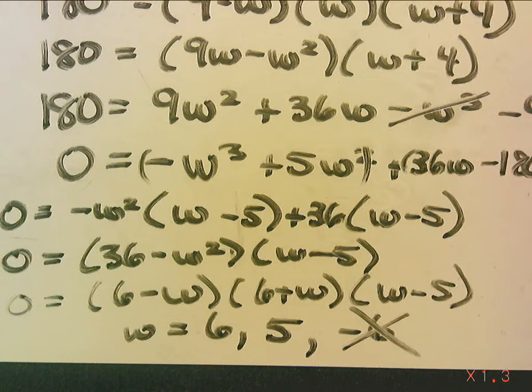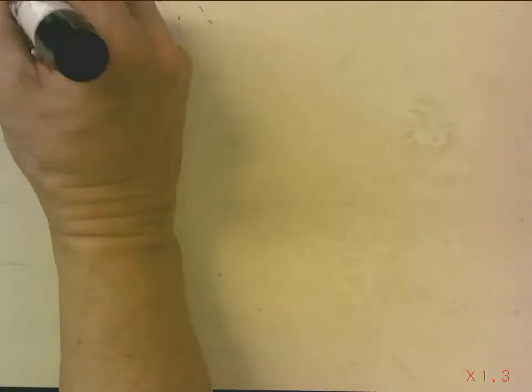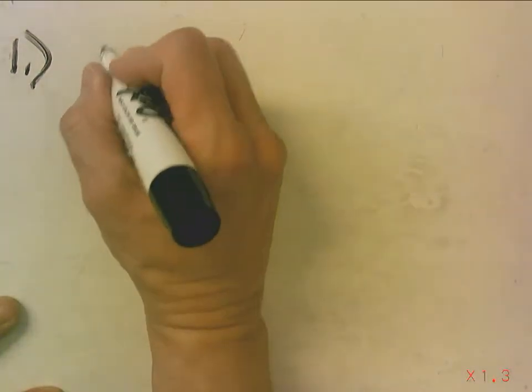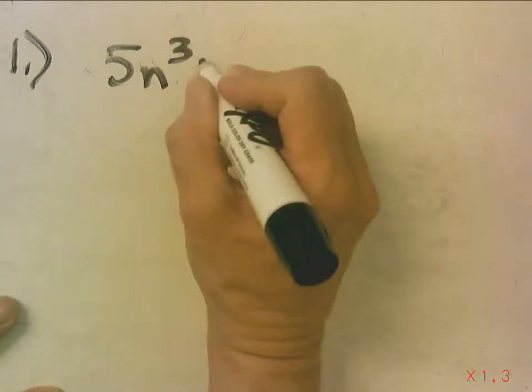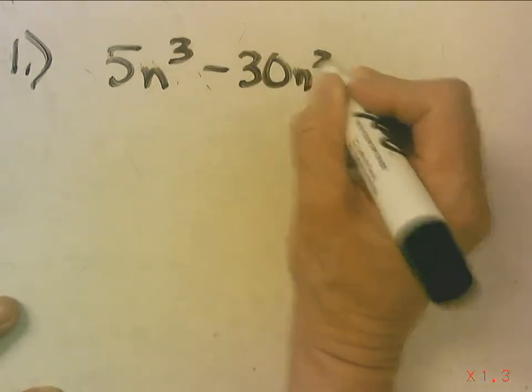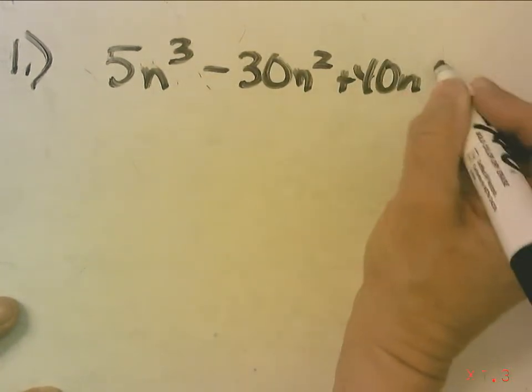Okay, so I'll give you a few minutes to make sure you have that all copied. But w equals 6 and 5, and the answers are on Google Classroom. So now let's look at the Chem point. Number 1 says, solve 5n cubed minus 30n squared plus 40n equals 0.